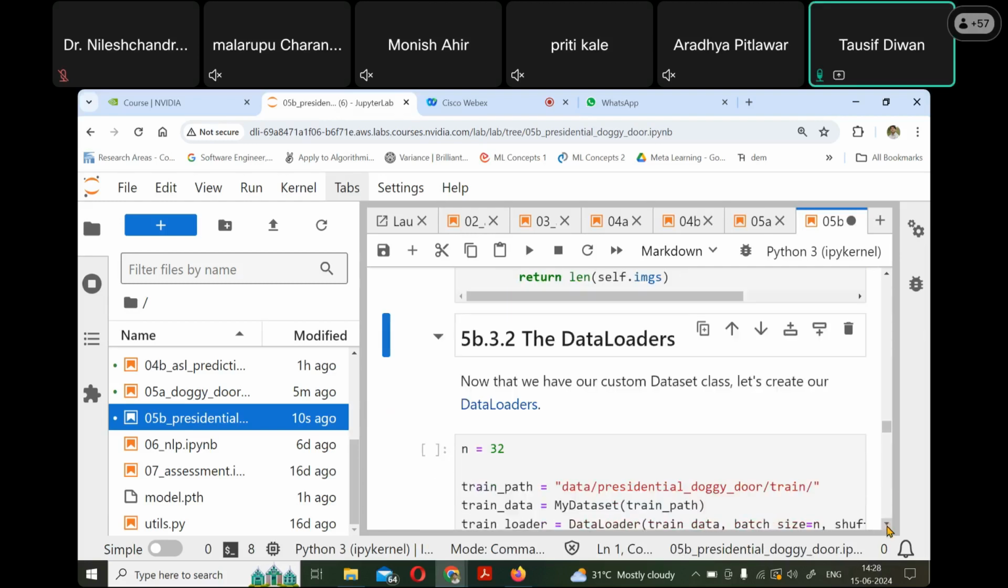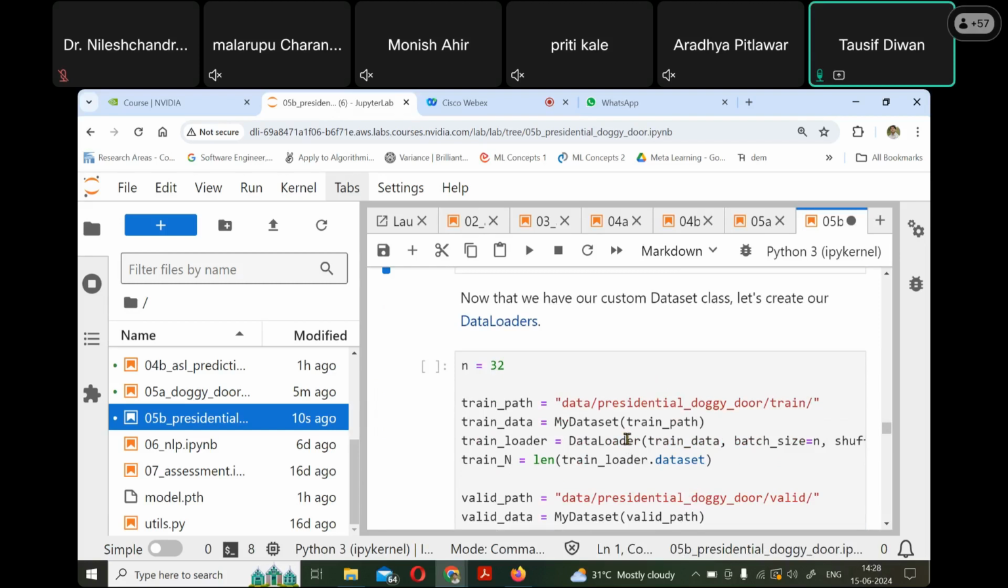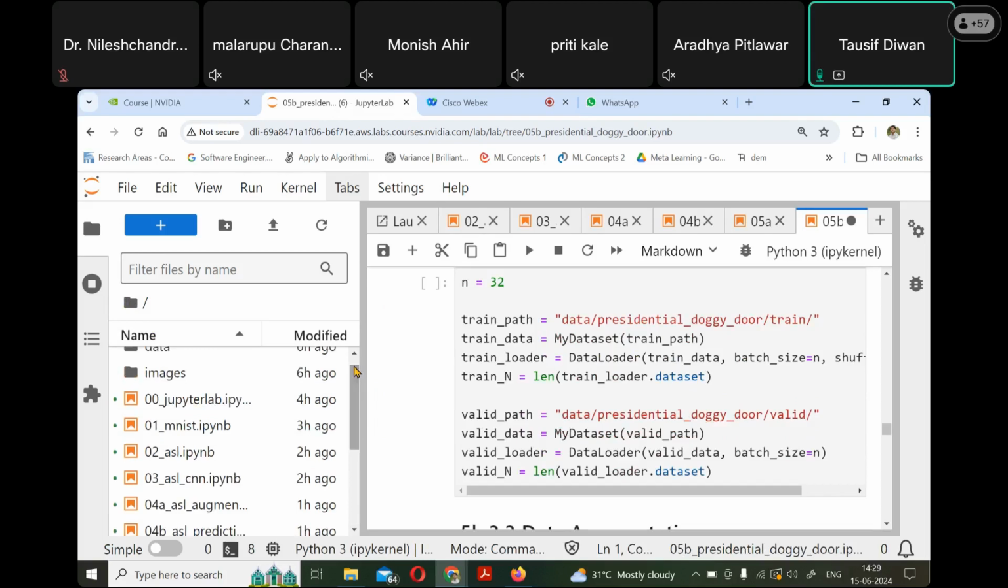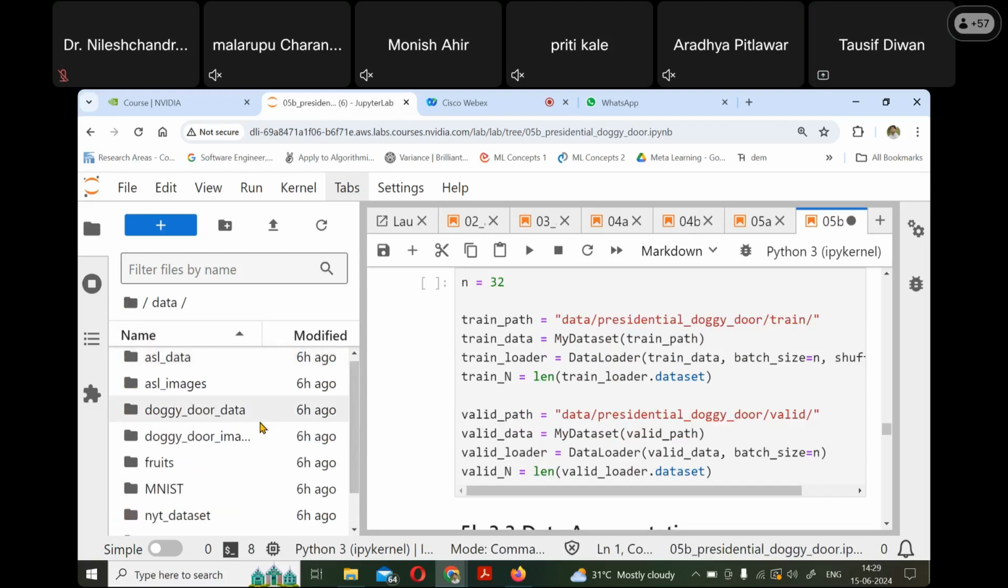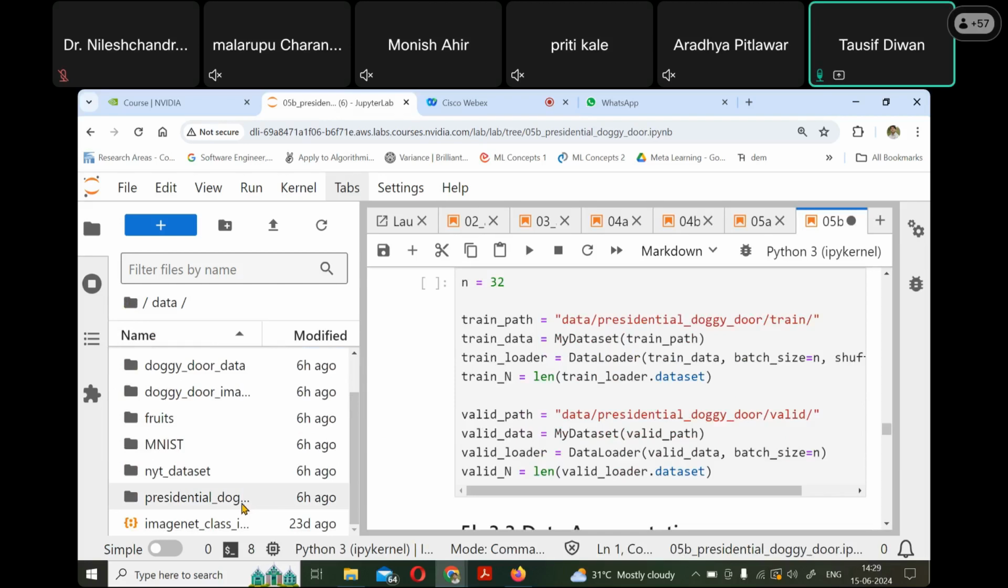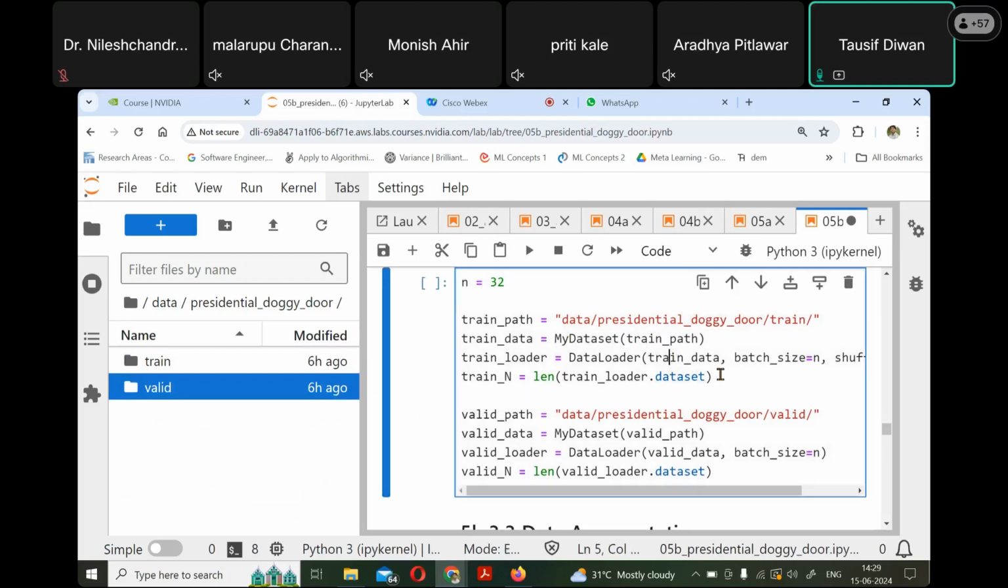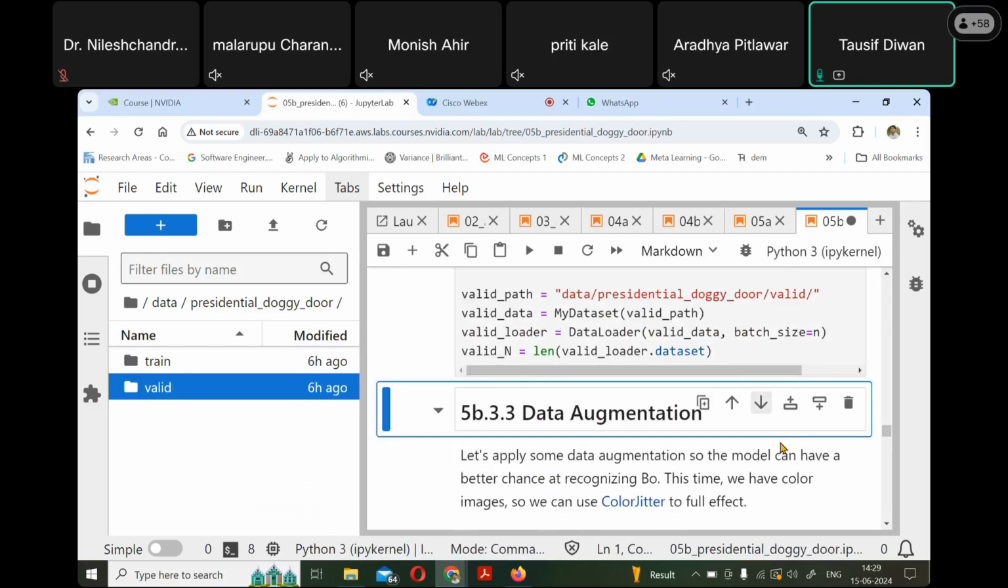Next, we will see the data loader, the train loader as well as the validation loader. The data is very small and is available here in this folder. In data, presidential doggy door. See, in this particular folder there is a very small dataset, presidential doggy door. Two folders are there. This is training images and this is validation images. Fine. So we have created this train loader as well as validation loader.